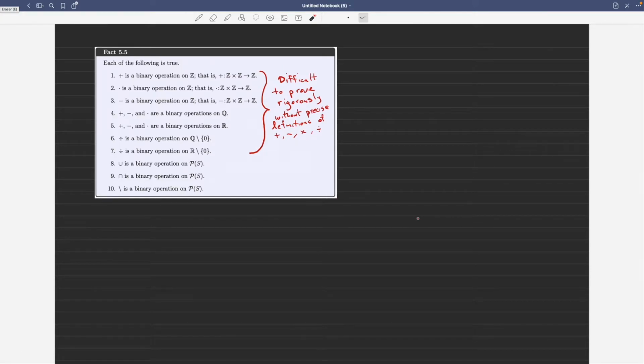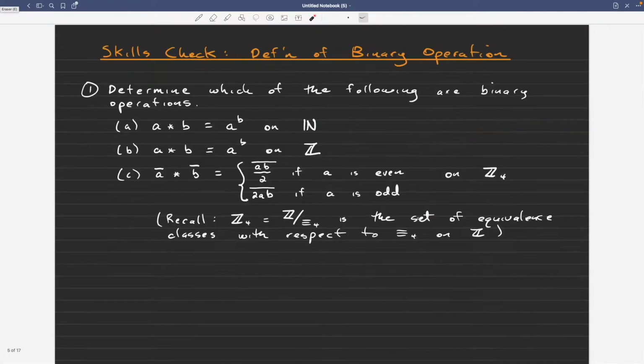And it's important too. I mean, these are very common operations, right? We use them all the time. So knowing that they satisfy the conditions of a binary operation are important. So let's do a little skills check here. I've got a problem here with 3 parts, and I just want you to check whether or not each of these are binary operations. And then, if they're not, figure out why. And if they are, I want you to verify that it's true by checking the 3 conditions.